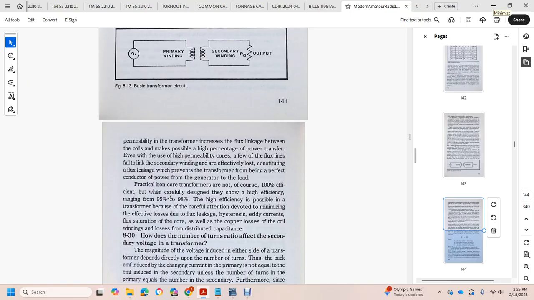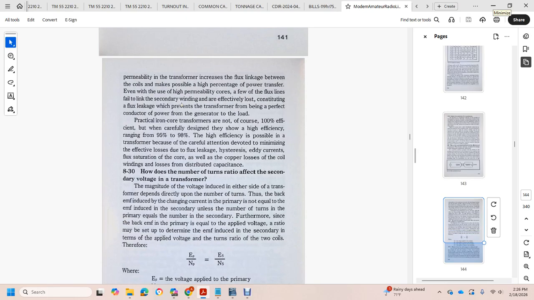A practical iron core transformer is of course not 100% efficient, but when carefully designed it shows a high efficiency ranging from 95 to 98%. High efficiency is achieved by careful attention devoted to minimizing effective losses due to flux leakage, hysteresis, eddy currents, and flux saturation of the core, as well as the core loss, the coil winding loss, and the loss of the distributed capacity.